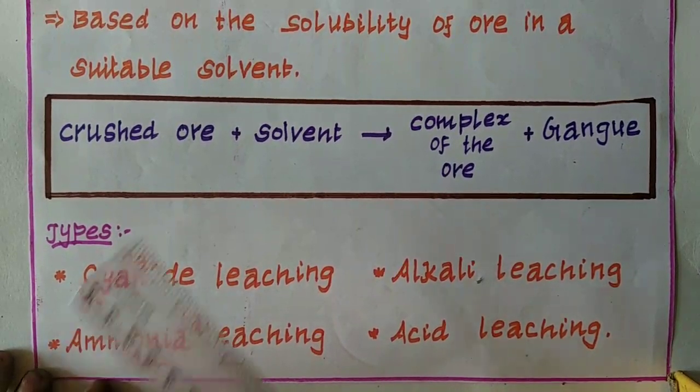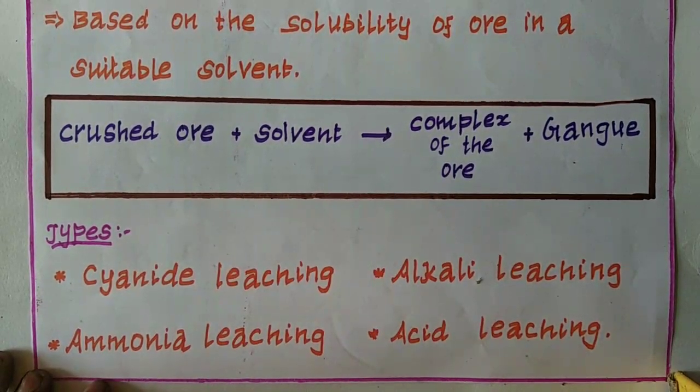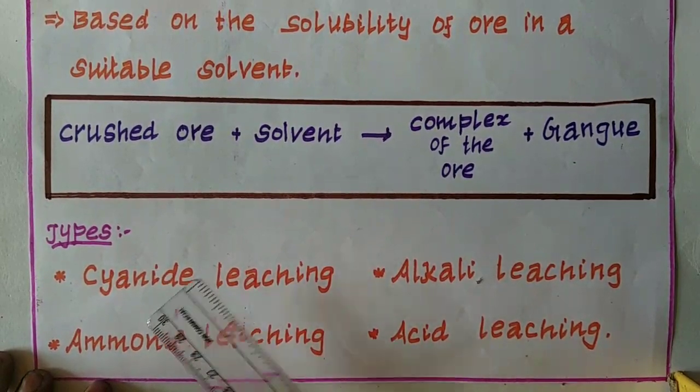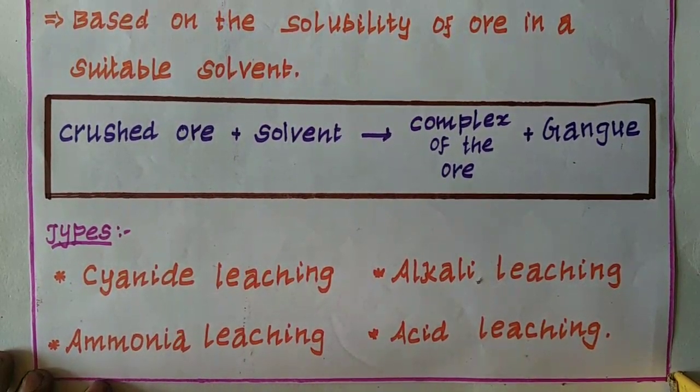So clear? So these are the 4 techniques we are going to see now. But here in this video, I'll explain only 2 processes. Only cyanide leaching and ammonia leaching we will see. Okay?